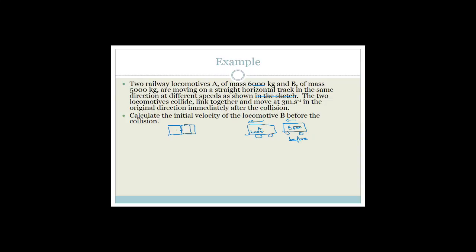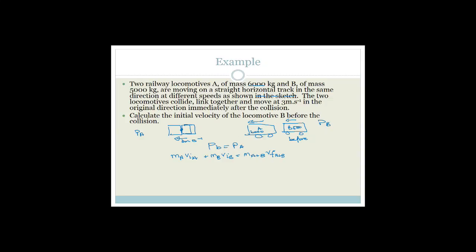Okay. And now they link together and they move at 3 meters per second, okay? And they want to know, calculate the initial velocity of the locomotive B. So let's just write this down. Do you agree we've got P before equals P after? I know my drawings are going around, but this is P before and this is P after. So our P before is the mass of A times the initial velocity of A plus the mass of B times the initial velocity of B, is equal to the mass of A plus B times the final velocity of A plus B, because they're stuck together now, right?